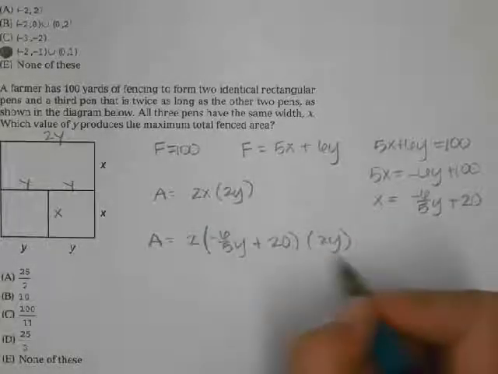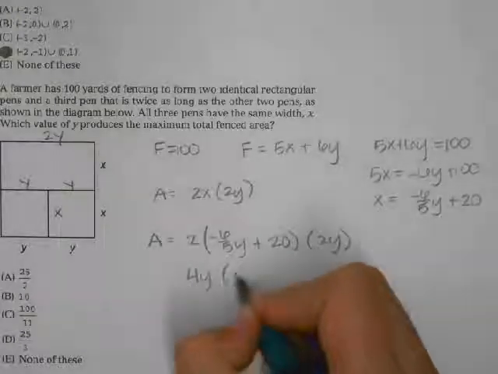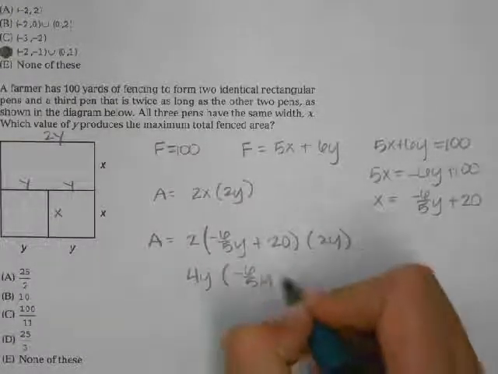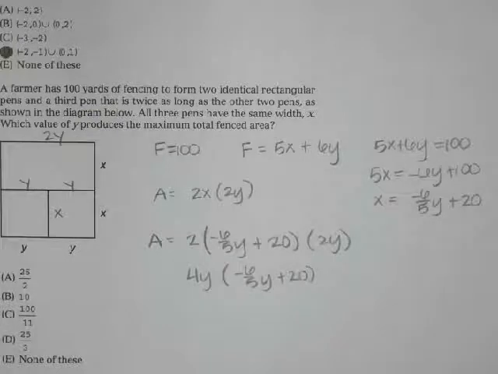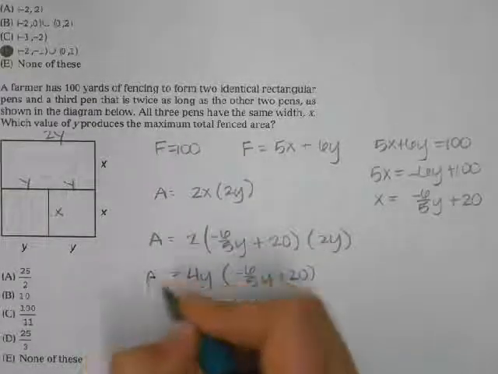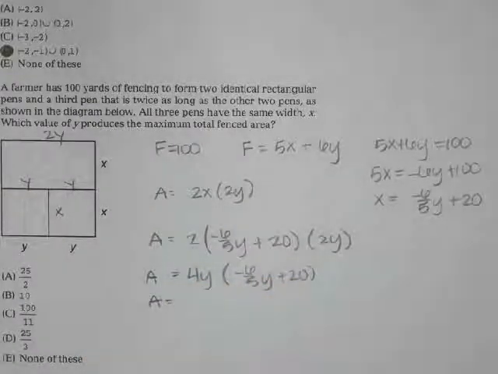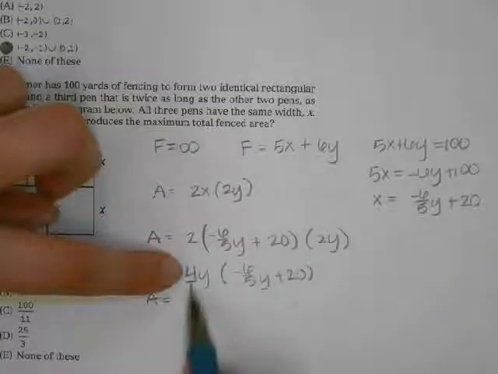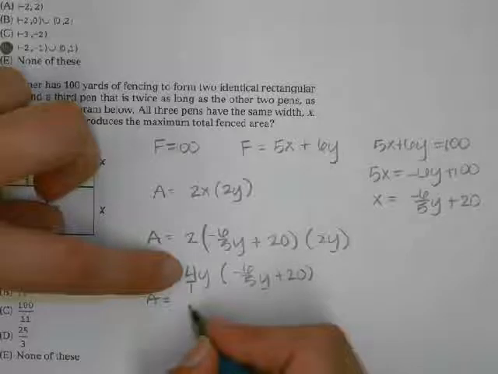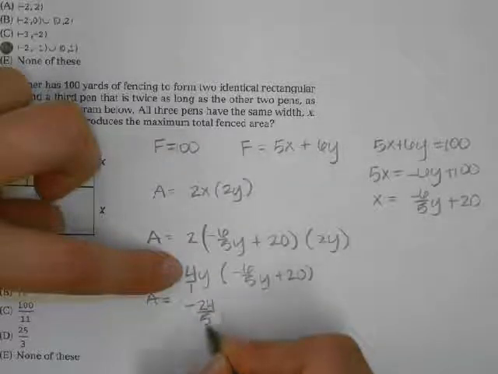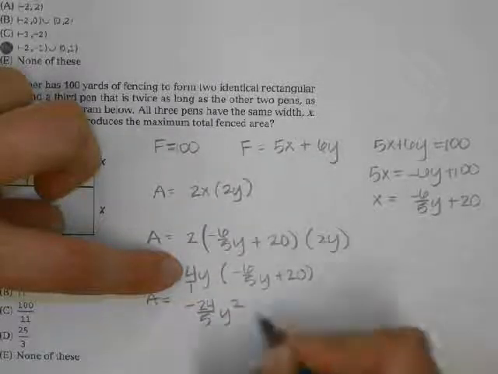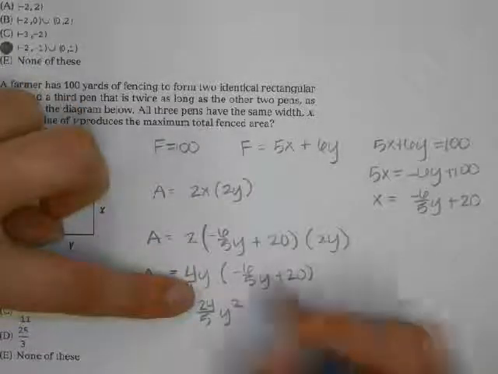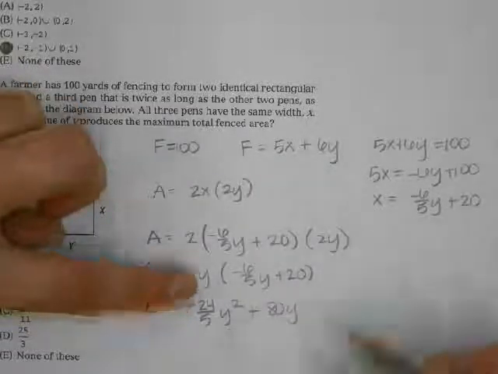So that gives me, I'm doing 4y being multiplied inside these parentheses. So when I multiply 4 over 1 times negative 6 over 5, that gives me negative 24 over 5 y squared. And then plus, that's just 80y.